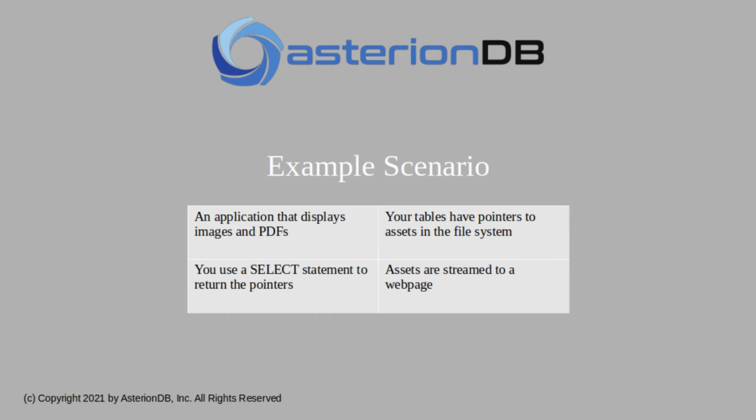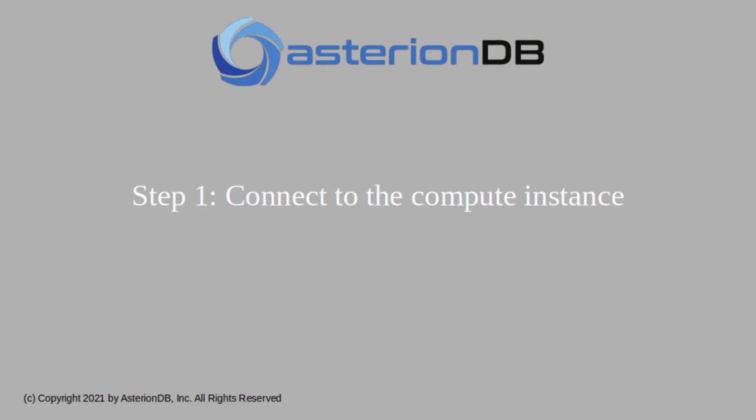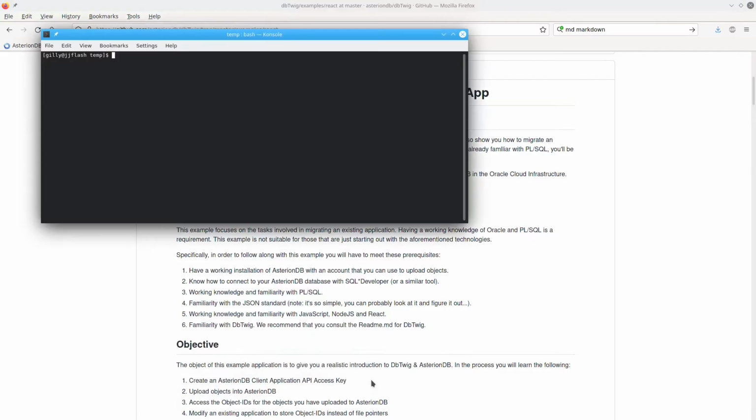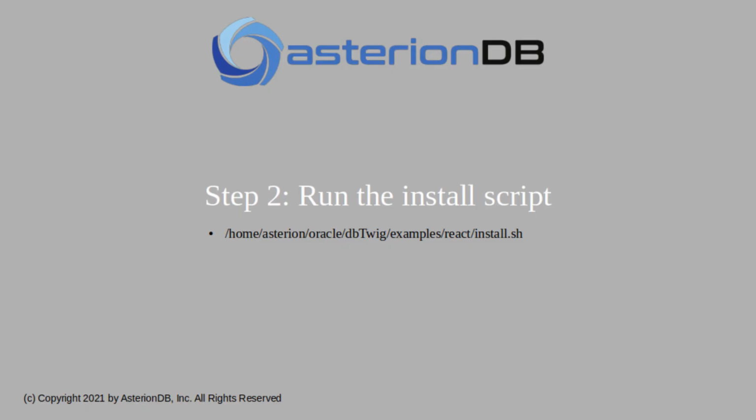So, let's get started. First thing we need to do is connect to our compute node. Notice how I'm specifying to SSH that we need tunnels established on ports 8080 and 5000. 8080 is used by the AsterionDB REST API, and port 5000 is for our example application.